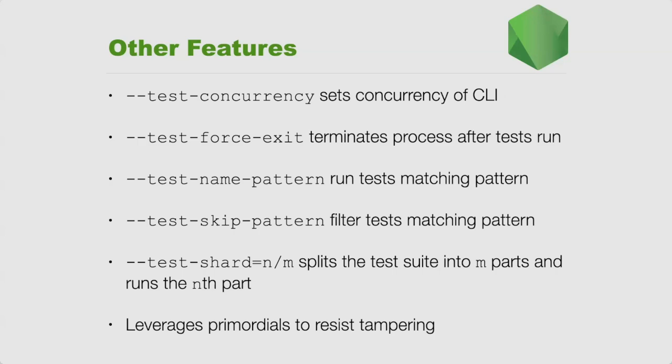So say I want to run the test foo, and I have 20 different tests, and it'll run whichever ones match that pattern. Kind of the inverse of that is the test skip pattern. So instead of running those tests, it'll actually skip those tests. There's also a flag called test shards.